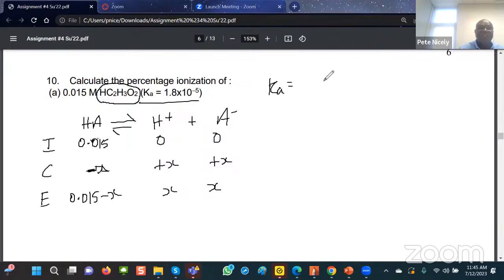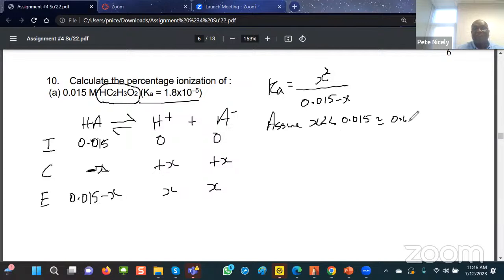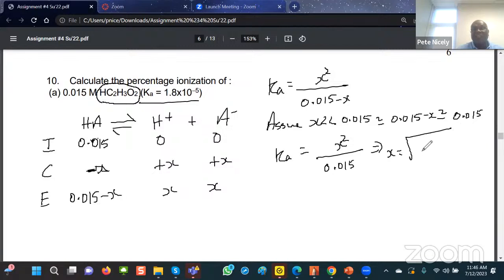here, which is equal to x squared over 0.015 minus x, and that would be equal to Ka. And then we make our assumption that x is very small compared to 0.015. So that means that 0.015 minus x is approximately 0.015. So Ka would be equal to x squared over 0.015, which means that x would be equal to the square root of Ka times 0.015.